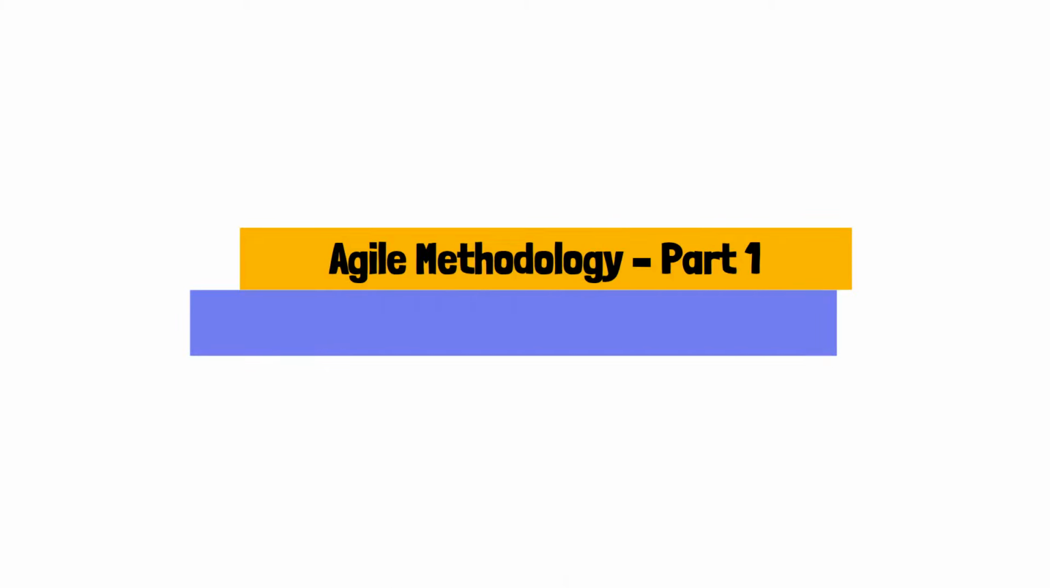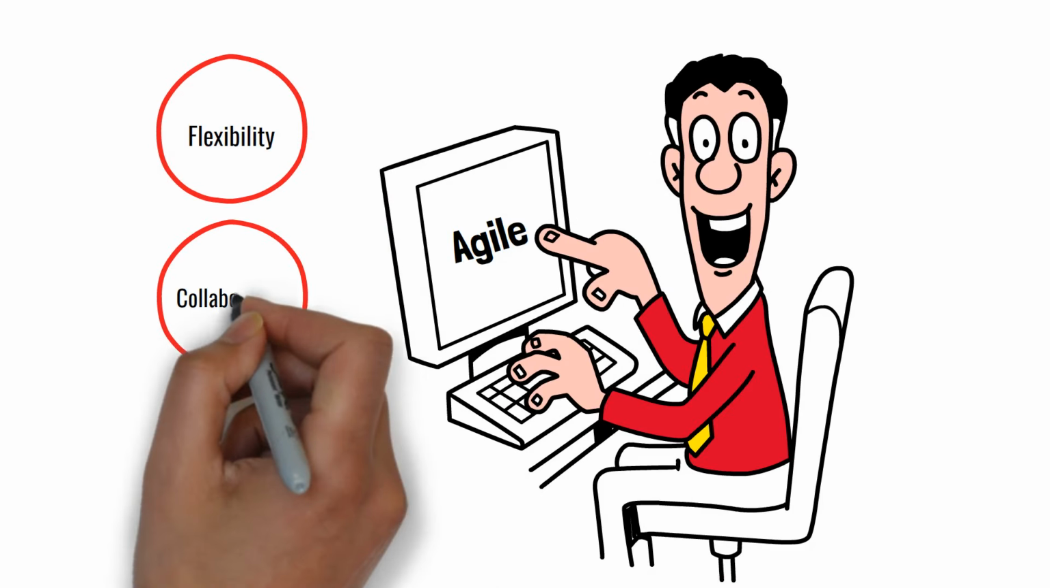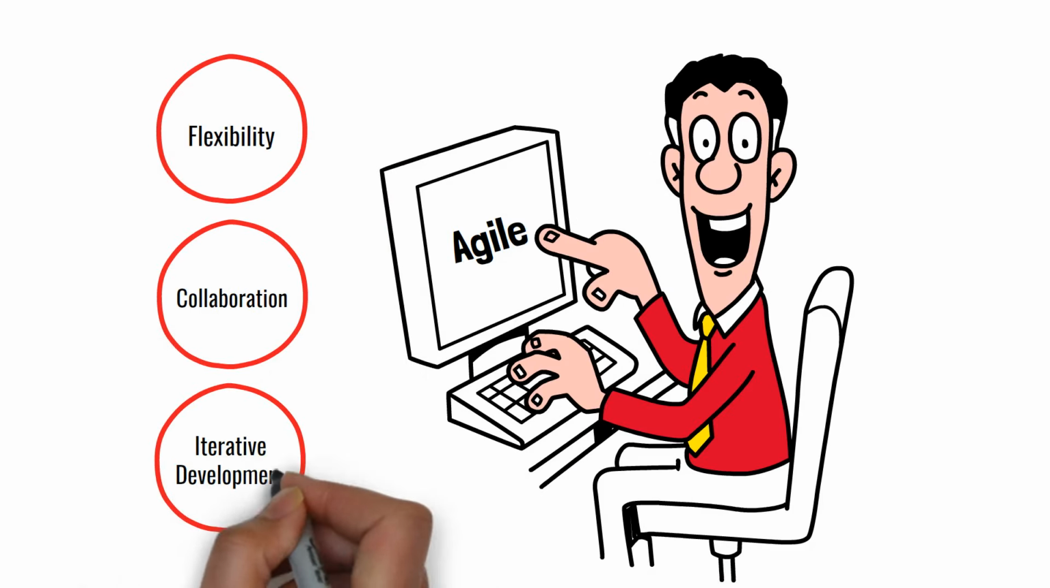Agile Methodology. Part 1. What is Agile? Agile is a project management methodology that emphasizes flexibility, collaboration, and iterative development.